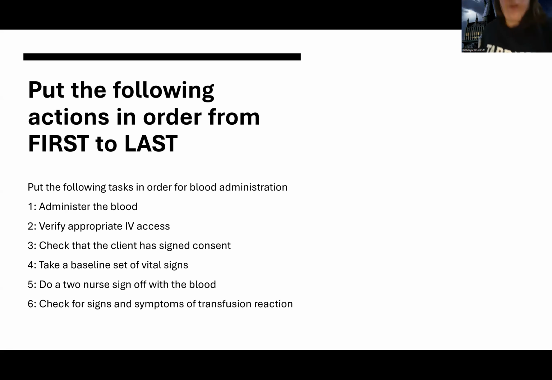So those are some really good questions to ask yourself and start really thinking about those other scenarios that add on to this. And then also, how would we intervene? Okay, so let's say number 6 is that we check for signs and symptoms of a transfusion reaction. Well, what if it comes back that they are having a sign or a symptom? What am I going to do? So remember, the answer for that is always first, stop the transfusion.